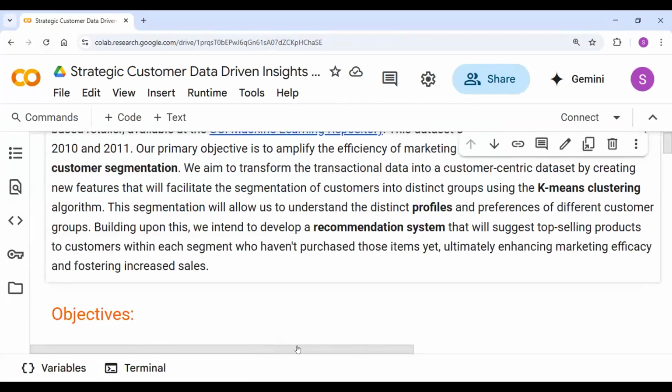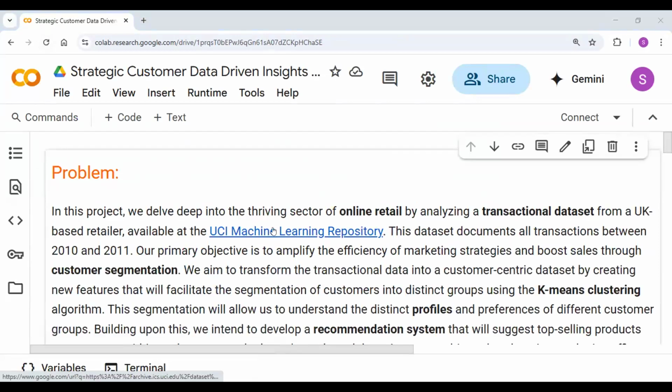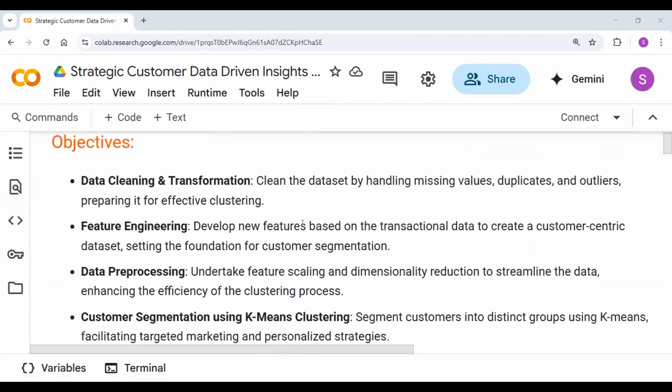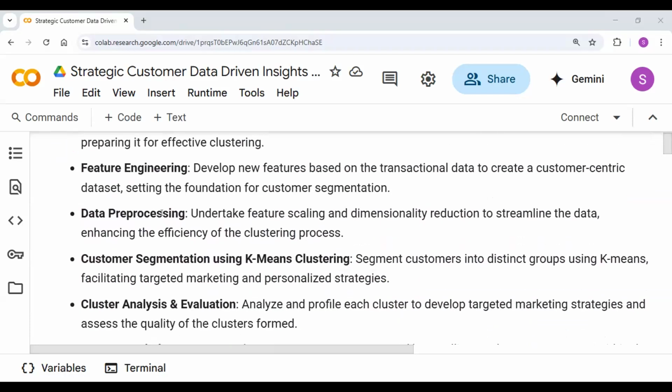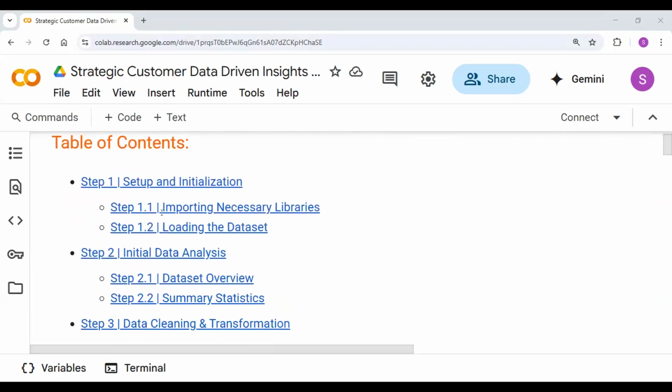So here also you can see it. So this is the problem statement. You will be getting some data when you click on this link, the UCI machine learning repository, and you can study the problem statement. You can explore what processes they are doing in this particular project. They have given detailed information. That's why I've shared this project with you.